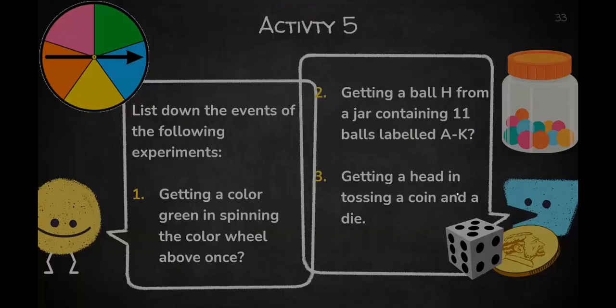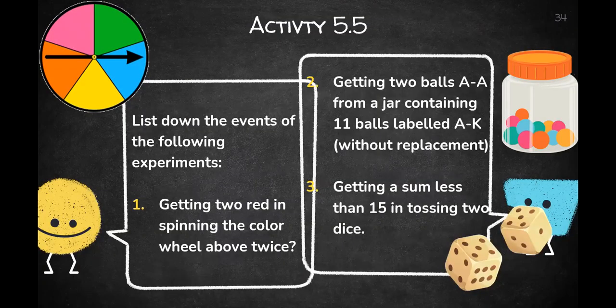Okay? Let's go to activity 5.5. Naka-0.5 siya kasi siguro mas mahirap ng konti. Sige, I'll give you a minute once again. Pause this video. And then I'll assume that you are already done. Sige. Now, list down the events of the following experiment. Getting two red in spinning the color wheel above twice. Eh, kahit 10 beses ko yata pa ikutin to, hindi lalabas ang kulay red. So, in this case, what's our event? Walang laman.